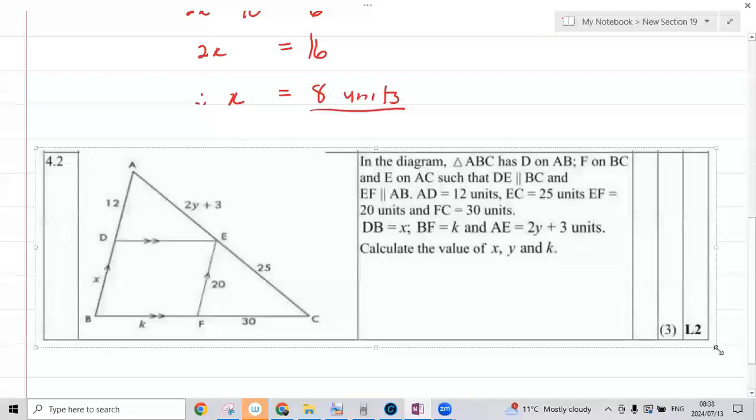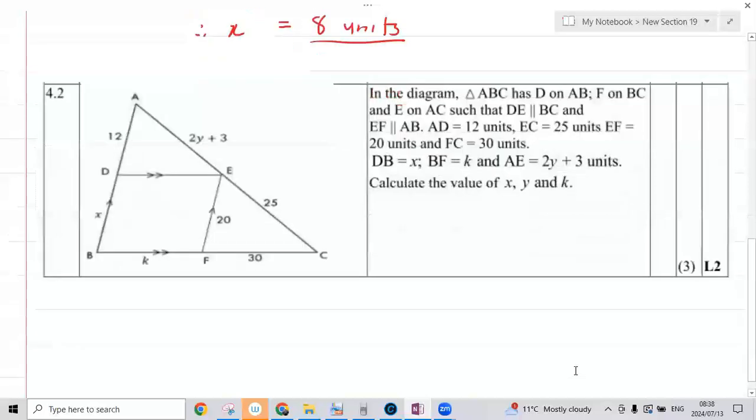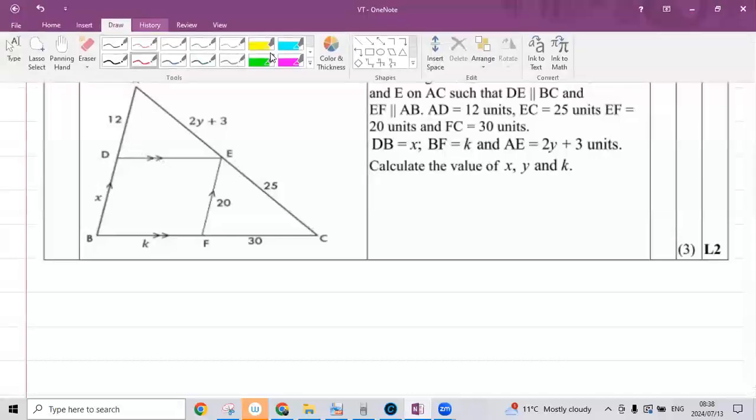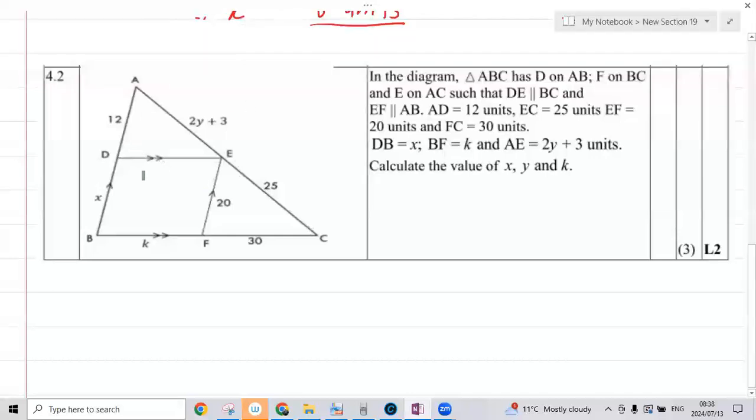So now we've got our second example that we're looking at. Once again, I'm going to repeat. What is the proportionality theorem? If we have parallel lines in a triangle, so we've got a pair of parallel lines, and here we've got actually two pairs of parallel lines, what happens is it divides the sides in the same proportion. Let's have a look here at this particular question.